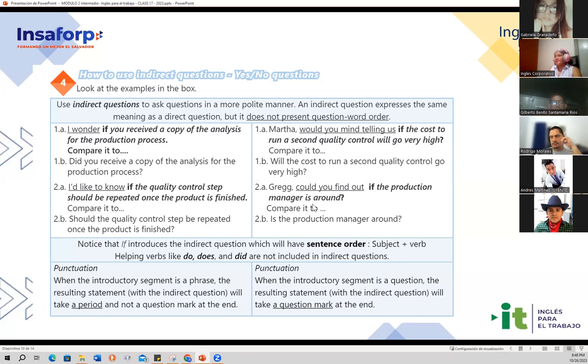But that is specific words that you say that make you polite. So it could be a phrase or it could be a question since the very beginning. Okay, good. Do you have questions about this? What is the difference between indirect questions and direct questions? Tell me if you have questions.